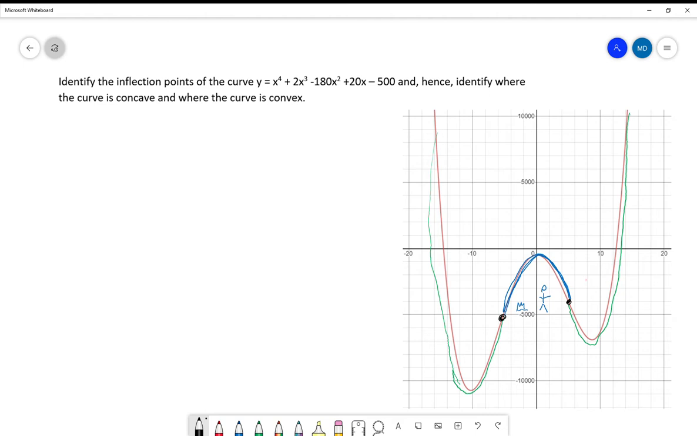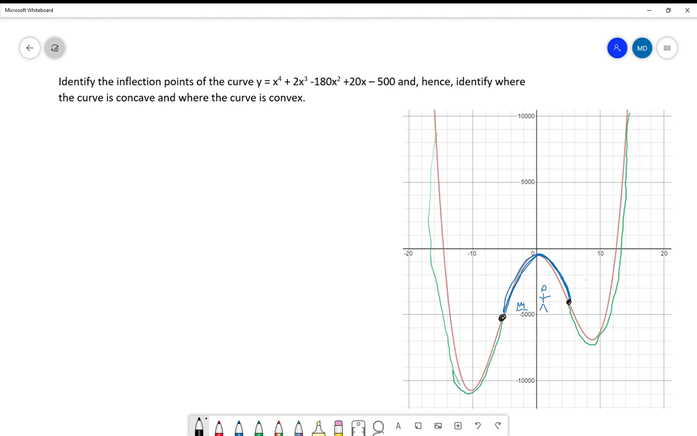Okay, so let's look at the question. Identify the inflection point of the curve y equals x to the power 4 plus 2x cubed minus 180x squared plus 20x minus 500. And hence, identify where the curve is concave and where the curve is convex. So we can already see a good portion of this. This is the curve right here that we're dealing with, and we've already got a sense of what's going on. We expect it to be concave in the middle, and we expect it to be convex outside.